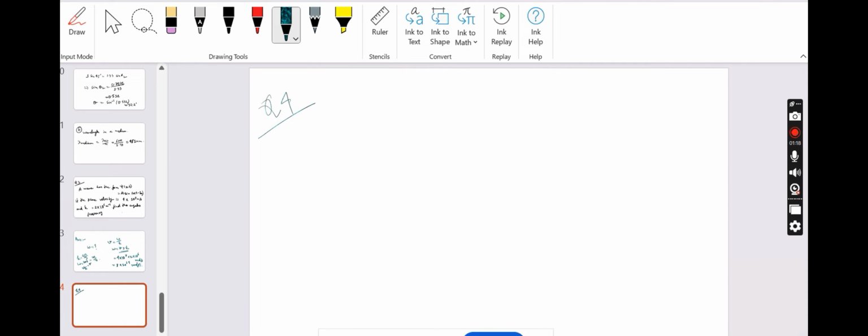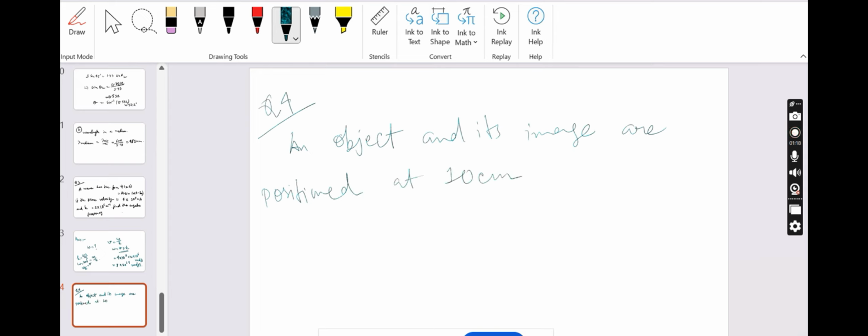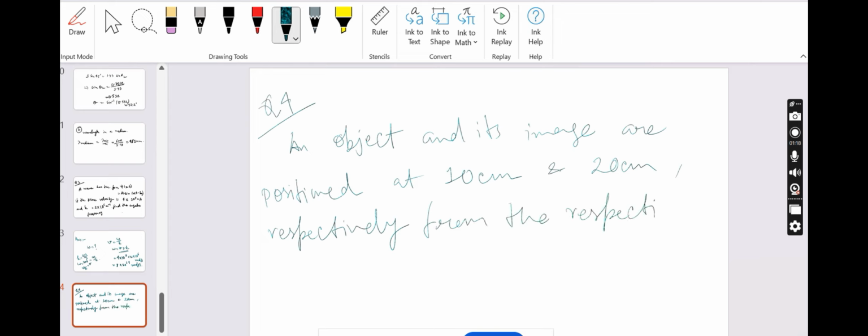Question 4: an object and its image are positioned at 10 centimeter and 20 centimeter respectively from the respective focal points of a lens. What is the focal length?